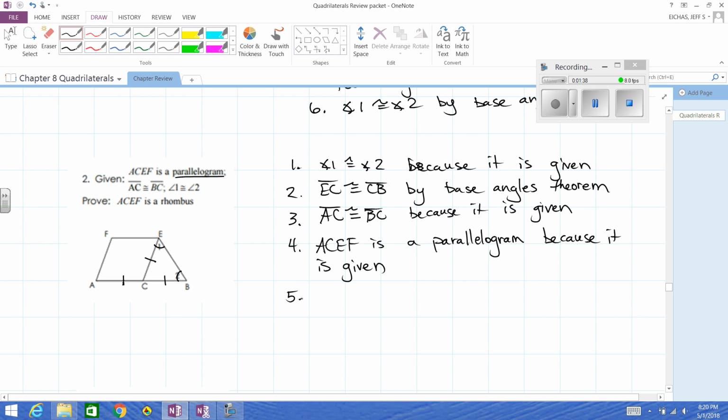All right. Now, let's see. Kind of bouncing around here. I should have probably, right after these two, used the fact that AC is congruent to CE, and that's combining these two right there, and that's by substitution.